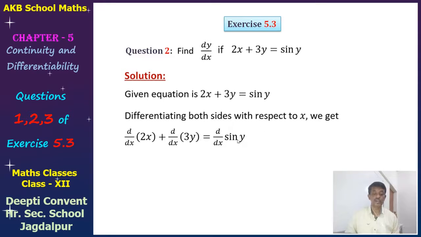Here, x is a function of y or y is a function of x. So here you cannot find the value of y directly in terms of x. That's why we are differentiating on both sides with respect to x directly. So directly differentiate the left side and the right side like this.